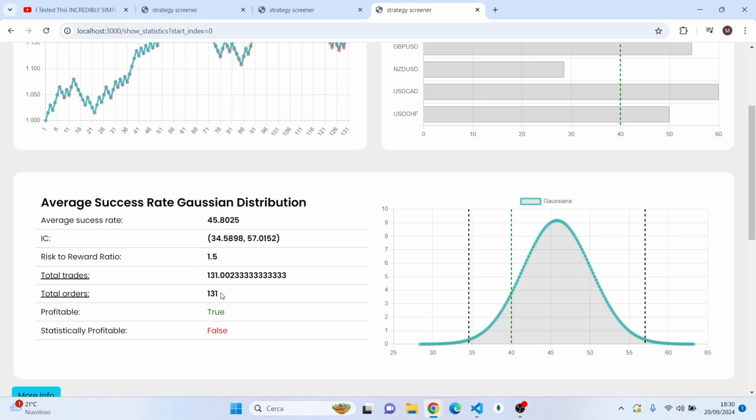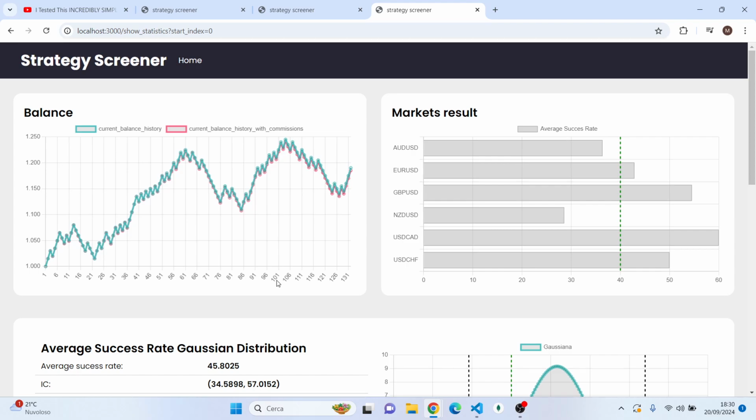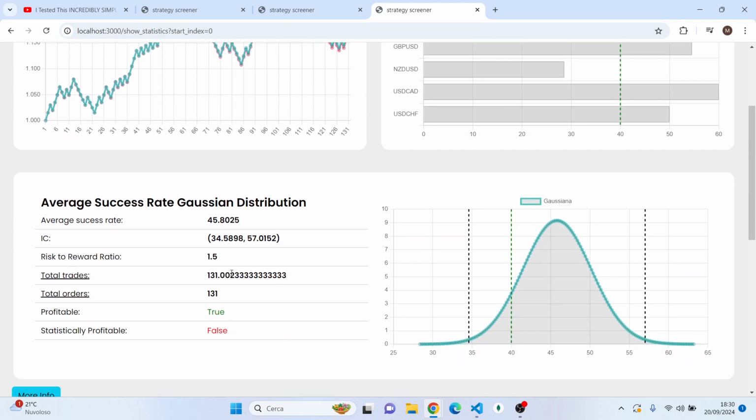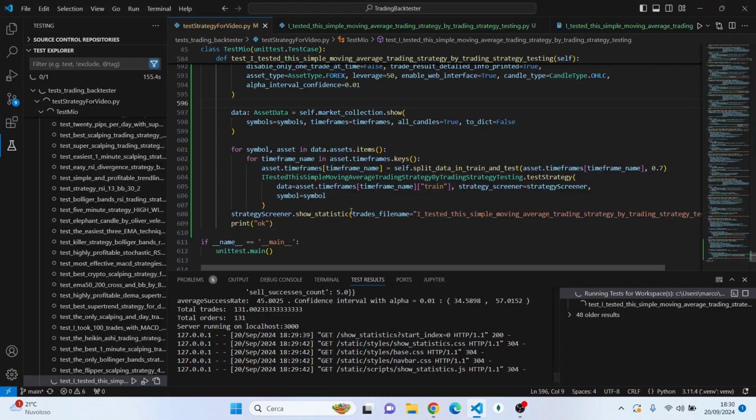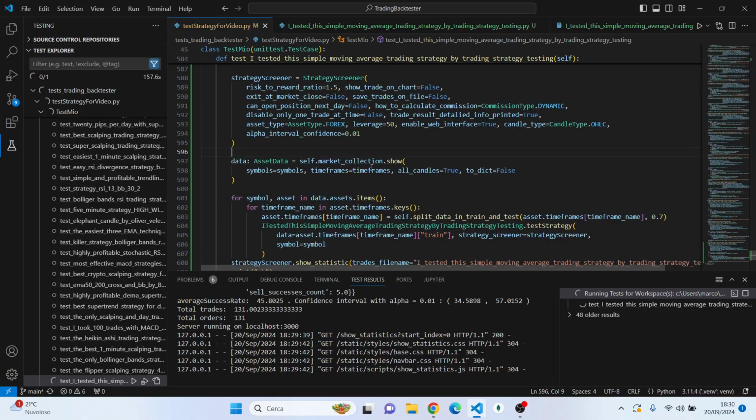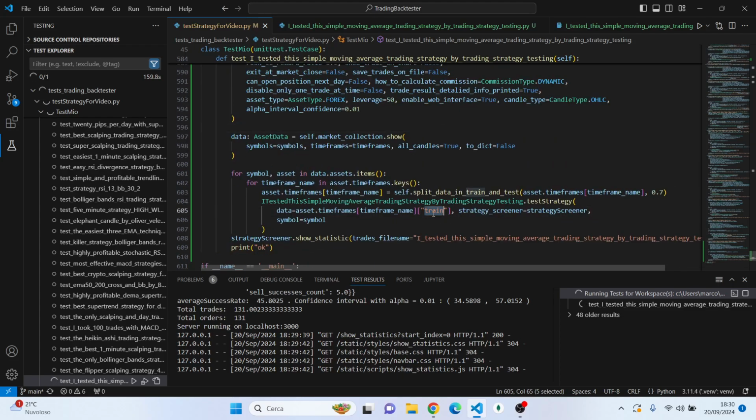But our confidence interval tells us that this strategy is not statistically profitable. So the strategy is not as good as it could be. Maybe it happens. In this case, the strategy was not statistically profitable. But for the purpose of the video, I will backtest the strategy on the test dataset, and let's see if it's still profitable or not.